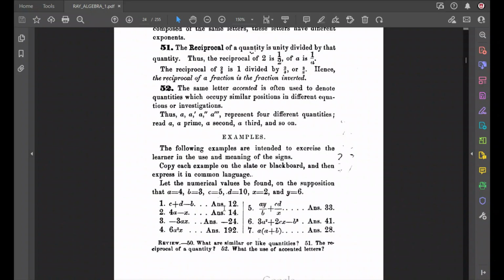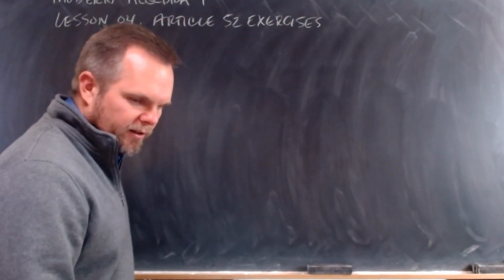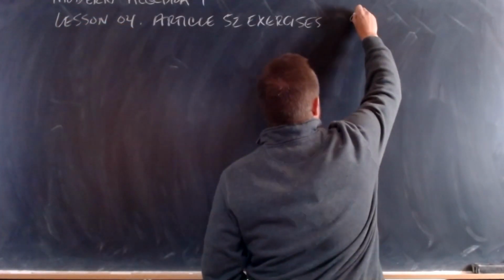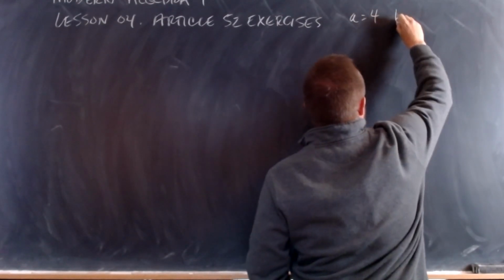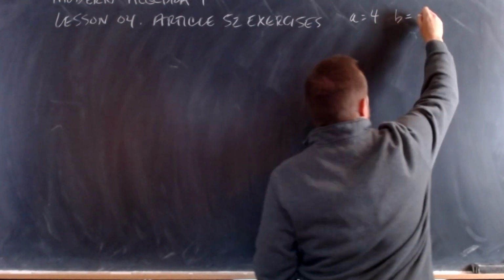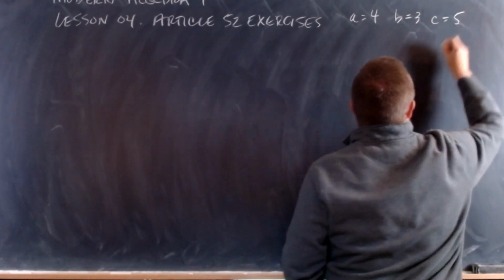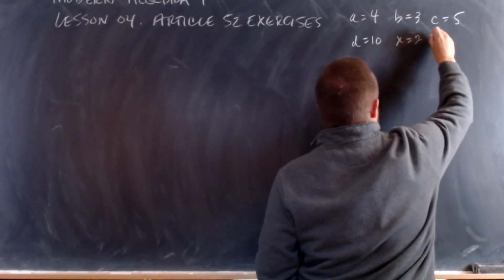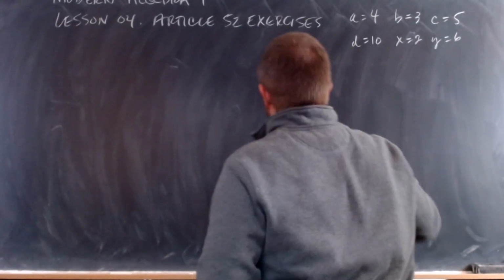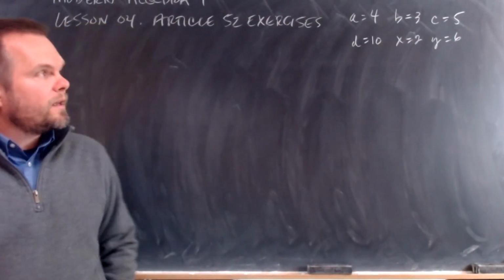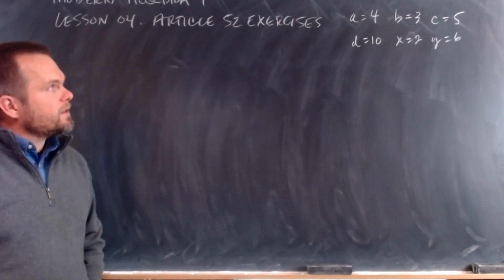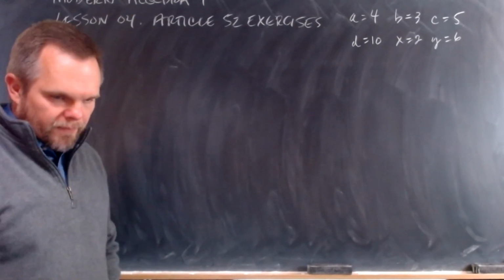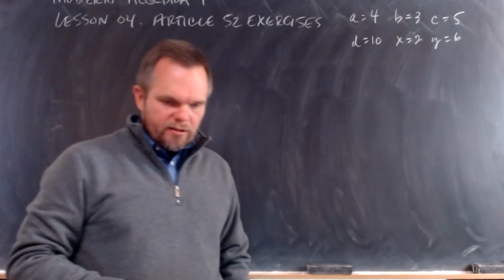So the first thing that I'd like to do here is just write those values up at the top of the board so we can refer to them. So A equals 4. Can you read them to me? B equals? 3. C equals 5. D equals 10. X equals 2. And Y? 6. Okay. So we'll just keep that up there for reference. Just double check that. A is 4, B is 3, C is 5, D 10, X 2, Y 6. All good? Okay. So now we're going to go through these exercises in our book.